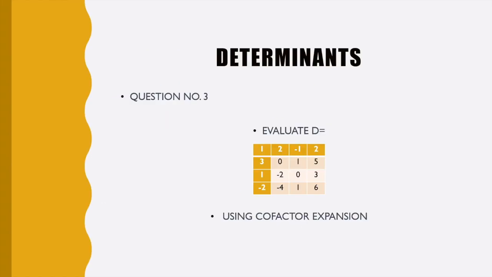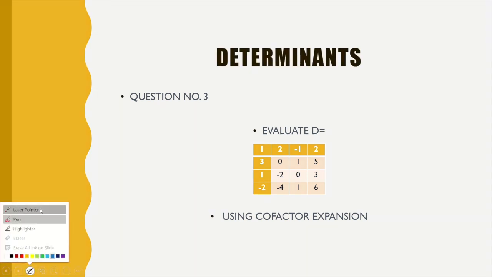For the final question of this video tutorial, we talk about determinants. As matrices grow larger and larger, finding the determinant becomes a bit challenging. In our case, this question makes use of cofactor expansion to get the determinant more easily. Let's move on. For question number 3, we are asked to evaluate D using cofactor expansion.